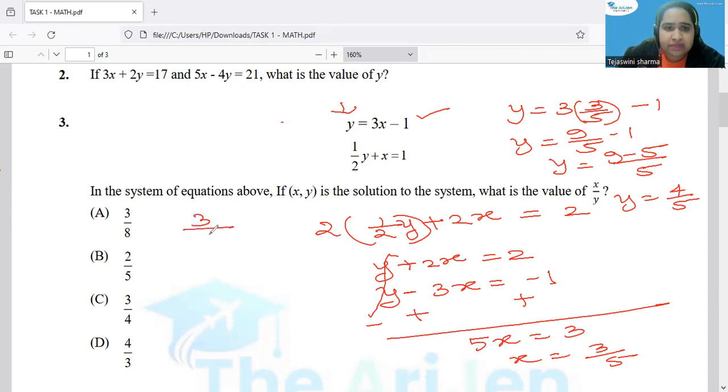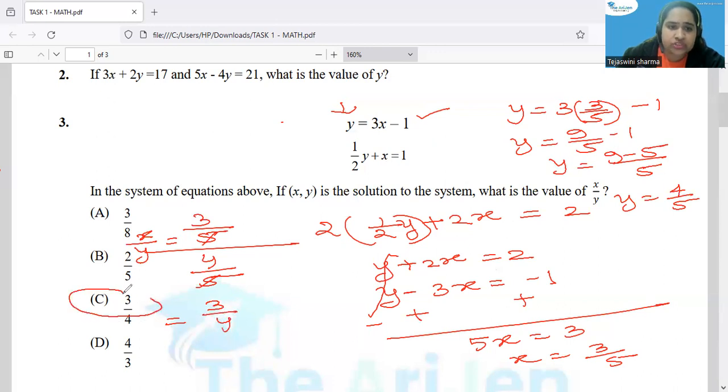Okay, so now if you want the value of x by y, what you can do is take 3/5 and divide it by the value of y, which is 4/5. I'm doing here x by y. When I do so, I can cancel the denominators according to the rule of fractions, and I will get 3/4, which is option C, and option C is correct. So I hope I'm clear.